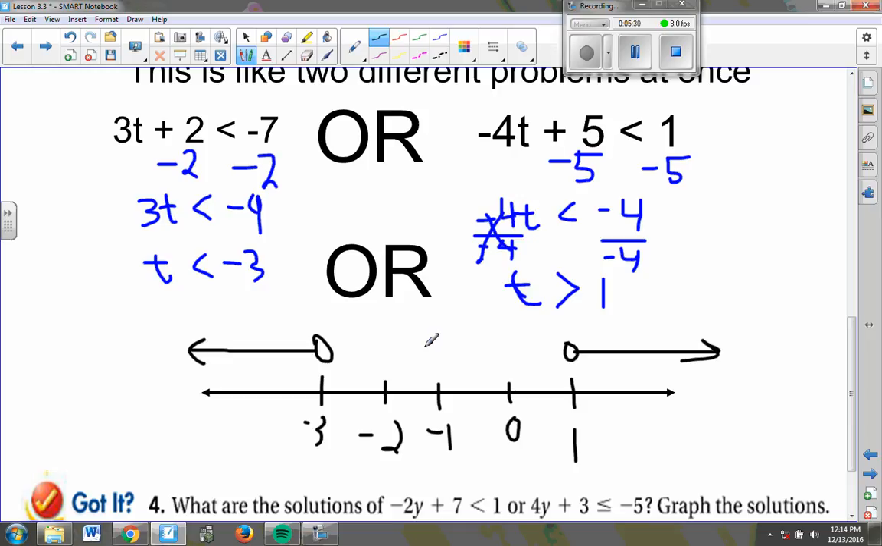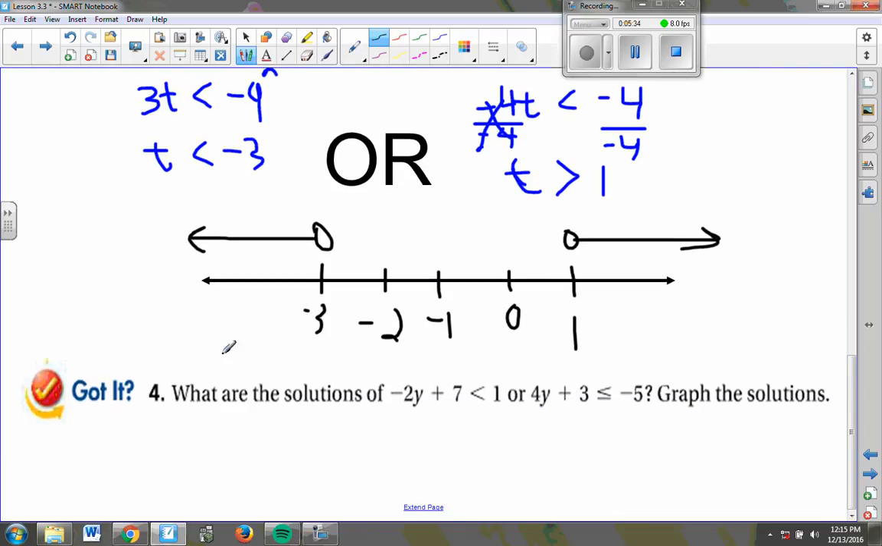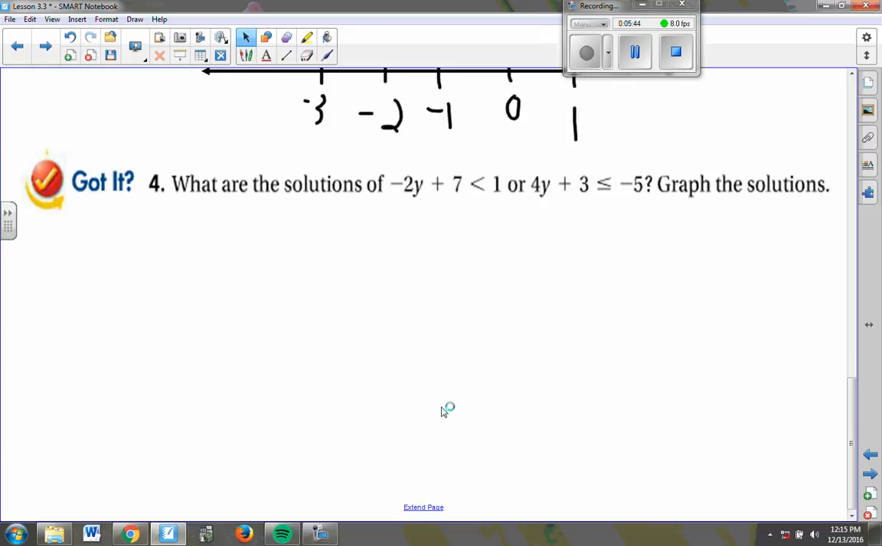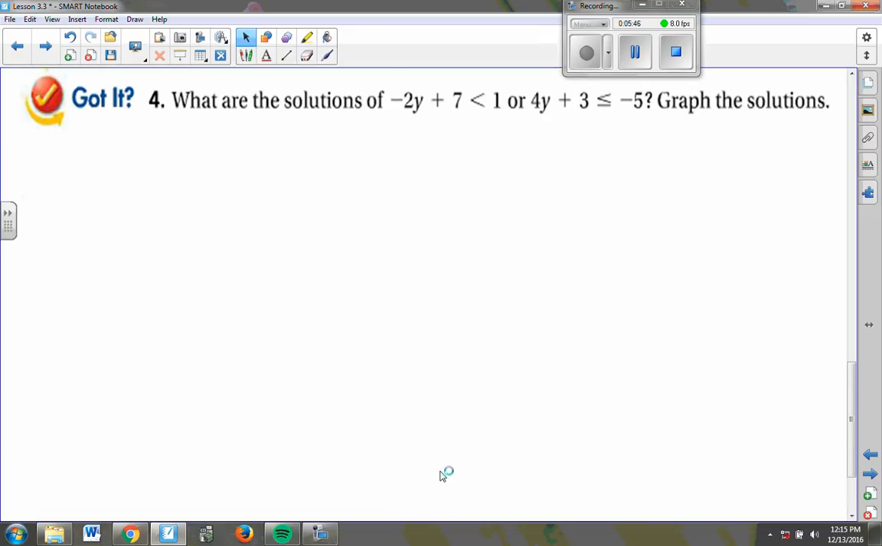Okay? And now one I'd like you to try on your own. It says, what are the solutions of -2y plus 7 is less than 1 or 4y plus 3 is less than or equal to -5? Take a look at those two inequalities separately, then graph them together on one number line as a compound inequality with the word or. When you finish that in a couple minutes, come on back and I'll show you what we should have.